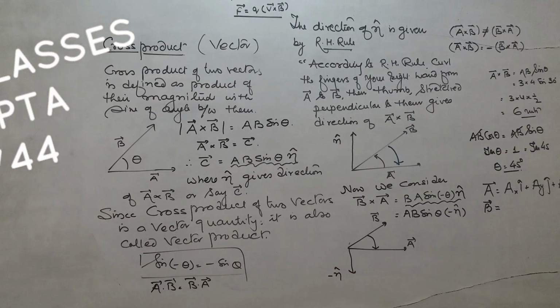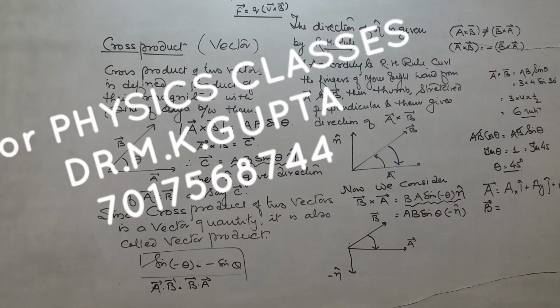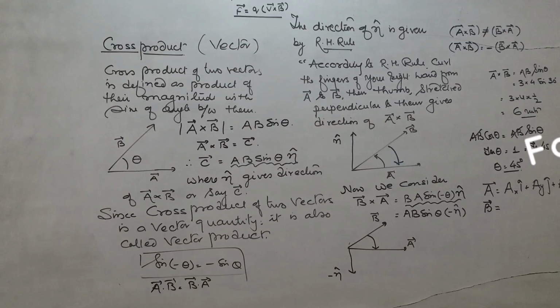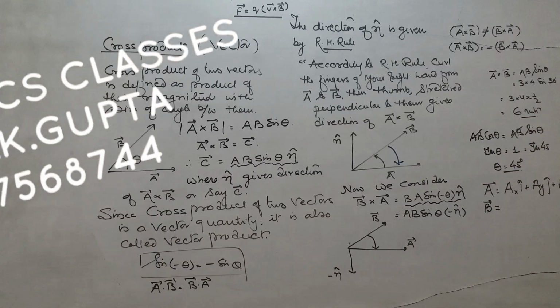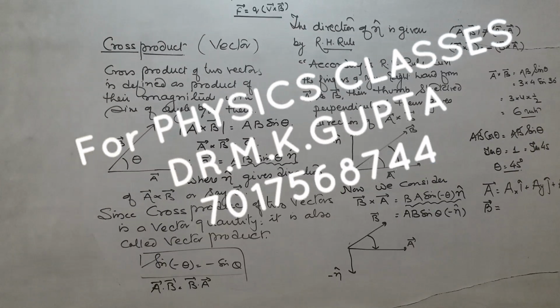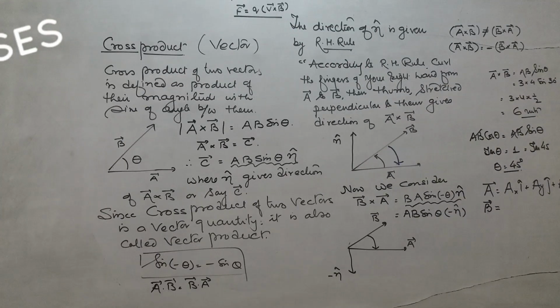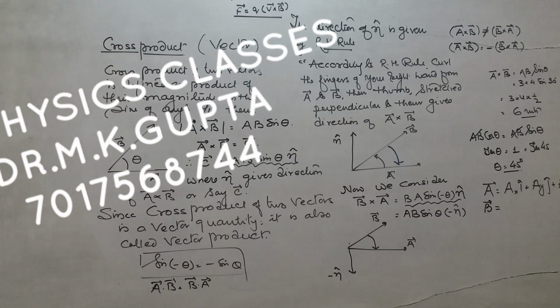A vector cross B vector is pointing in the positive z direction and B vector cross A vector is pointing in the negative z axis. Therefore, we can say A vector cross B vector is equal to minus B vector cross A vector.